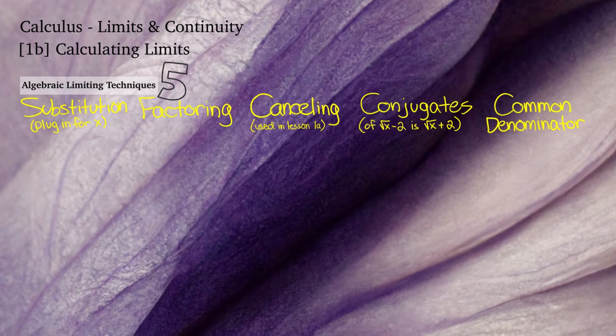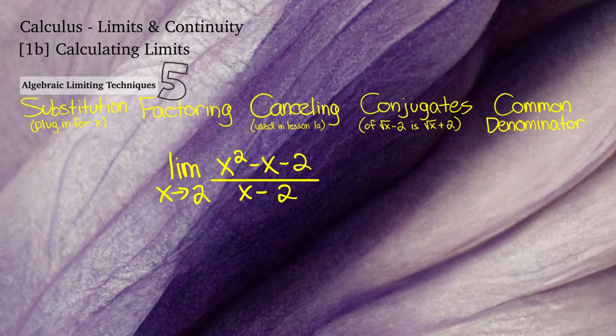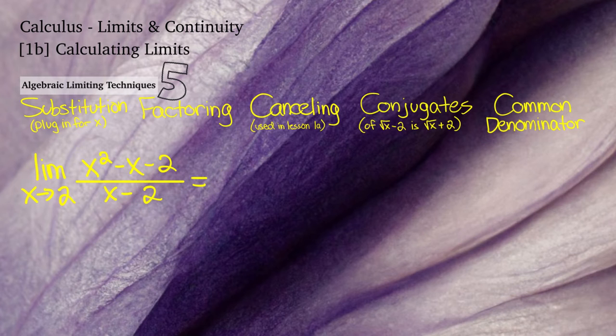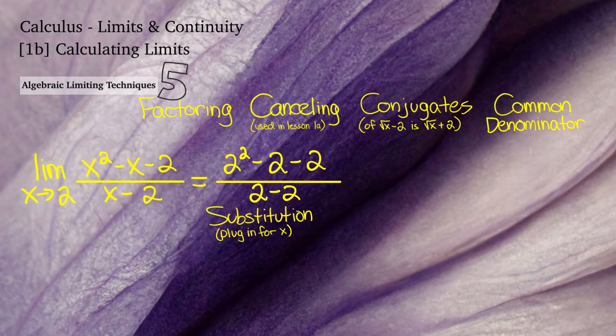From the last video, we know that the limit as x approaches 2 of this function is 3. We found that numerically, and we looked at a graph. To take an algebraic approach, let's consider one of these techniques. Let's try substitution. What happens if we plug in 2 for x? Well, in the numerator, everything is great, but in the denominator, we get a 0. That creates a divided by 0 situation, and we don't want that.